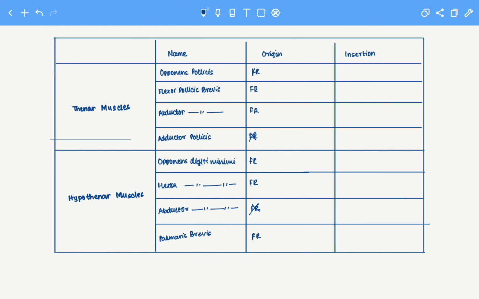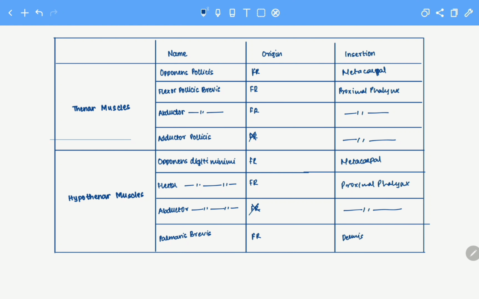Now the insertion. So everything on top will be proximal phalanx. This will be proximal phalanx. Even adductor is proximal phalanx. Here we have flexor and abductor as the proximal phalanx. Opponens will oppose, therefore it's the metacarpal and the metacarpal here as well, and here we'll have the dermis.